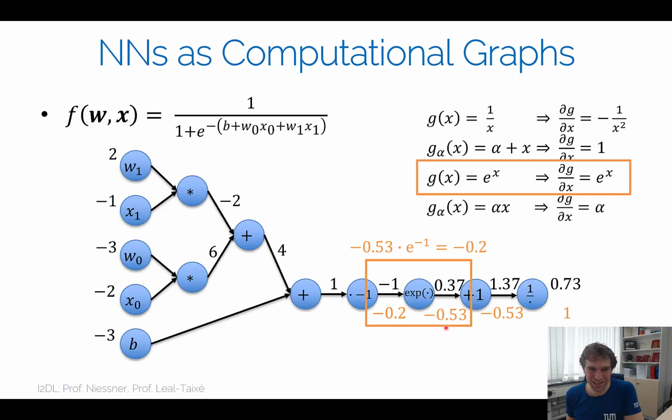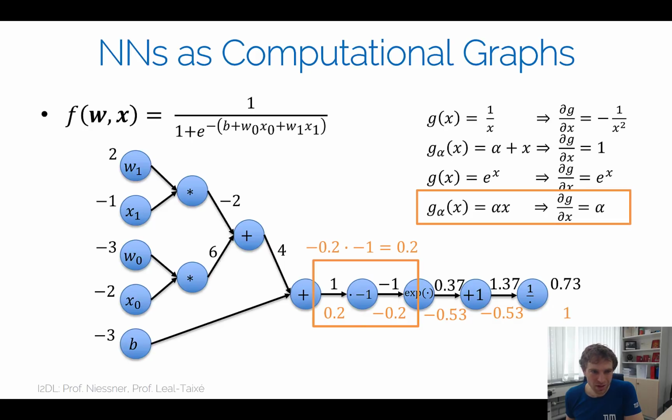Now we take the exponential function. We have e to the power of x, so we have to do e to the power of minus 1. This is the minus 1 that comes from the forward pass. Now we take the chain rule times whatever we had here, which is minus 0.53. If we multiply these two together, we get roughly minus 0.2, which is what we have here. Then we go to the next node. Again, we have this constant alpha. In this case, alpha is minus 1 in this node. So we have minus 1 times the chain rule, what we have here is minus 0.2. So our gradient here will be 0.2.